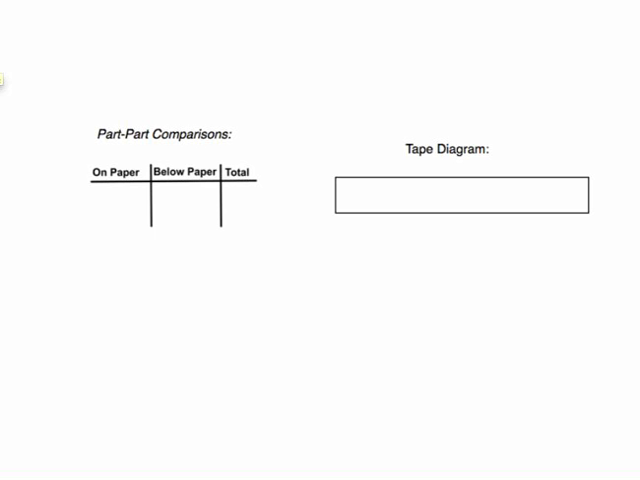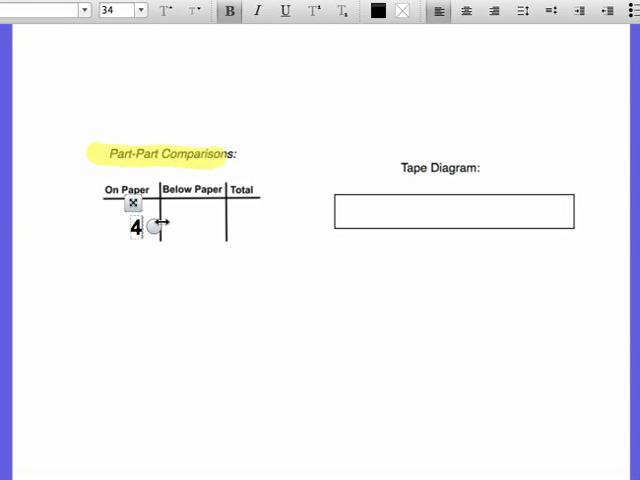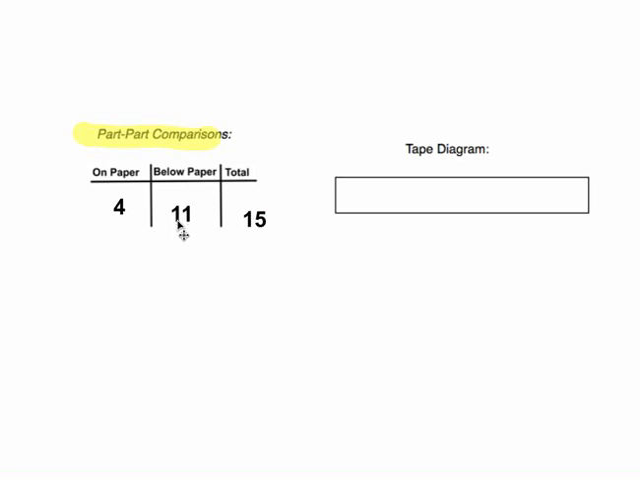For the second part, we're going to be focusing now on part-to-part comparisons, and this is something that many people haven't worked with before, and it might be somewhat uncomfortable. So remember, just as a reminder, on paper we had 4, off the paper below we had 11, and we had 15 total. Usually we've been comparing our fractions to this total, but for this part I'm only going to be looking at these part-to-part comparisons, so comparing on paper to below paper, and these can be represented as a fraction.